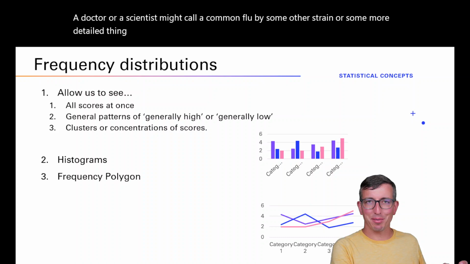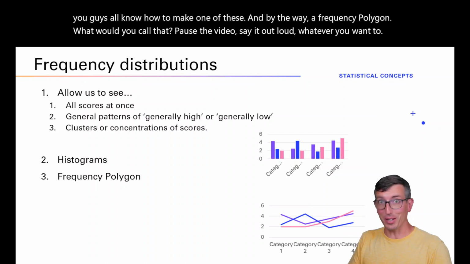Now, when we start at the very beginning, you guys all know how to make one of these. And by the way, a frequency polygon, what would you call that? Pause the video, say it out loud, whatever you want to. Okay, I'll pretend that you did that. I call it a line graph. There's a bar graph and a line graph. It doesn't need to be super fancy, but these are the fancy terms we use for these. What these are good for, though, is allowing us to take some information and manipulate it into visualizing. Now, let me show you something really quick here.